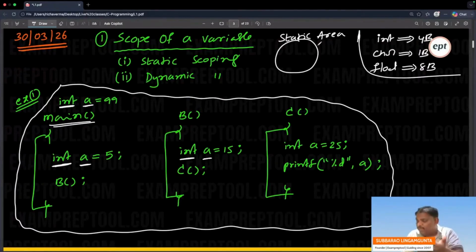Next question: compile time itself memory will be created, but where will memory be allocated? Inside the computer, in the main memory, there is one area called the static area. In that area, memory for global variables is allocated. It is a very small memory because global variables are very few, as you know very well. Local variables are more, and their memory is allocated in the stack area, but global variables' memory is in the static area, which is very small. And in the static area, memory is allocated at compile time itself.